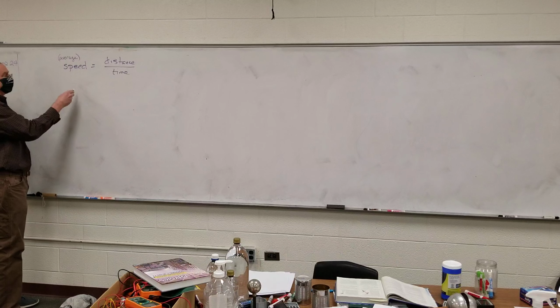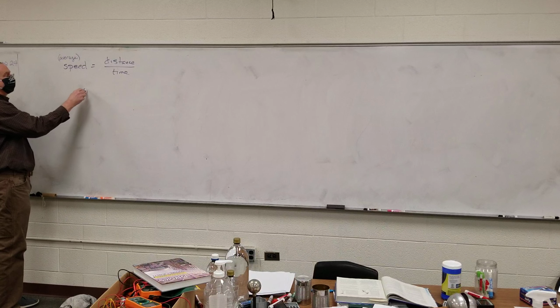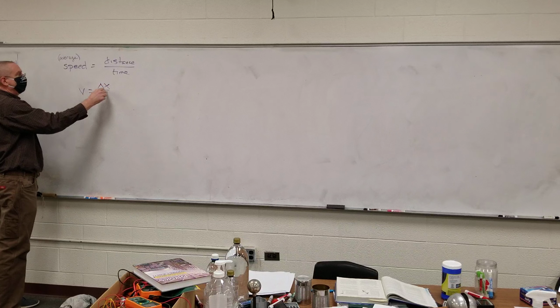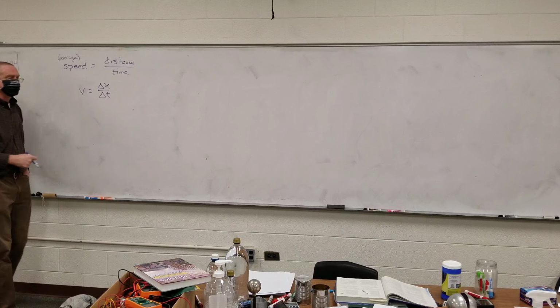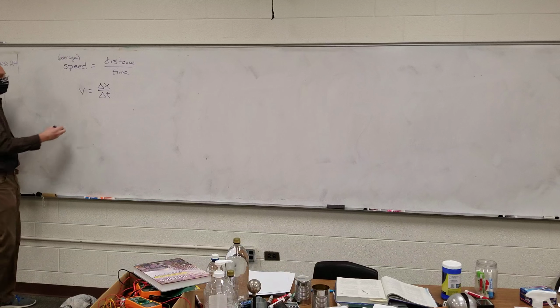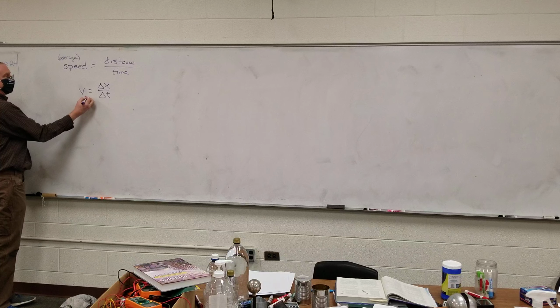I would write the same thing slightly differently, because I don't feel like writing out words a lot of the time. So v is equal to the distance over the time. So this is what I would write. Sometimes I might throw in an AVG down here just for average.